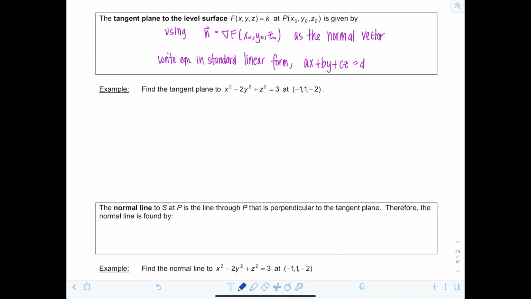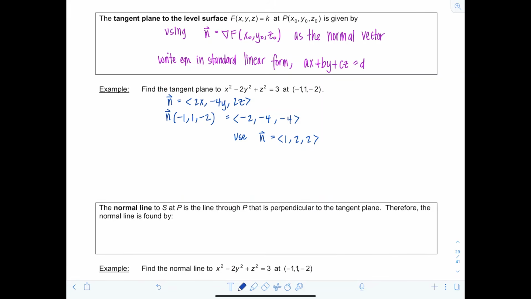And since this is equal to a constant, I'm just going to go ahead and take my partial derivatives. So partial with respect to x is going to be 2x. Partial with respect to y is going to be -4y. And then partial with respect to z is 2z. And then now I need to evaluate that at the point P, -1, 1, -2. So first component is going to be -2, -4, and -4. Well, I could use that, or I could also use for n 1, 2, 2, which is just a little nicer to work with.